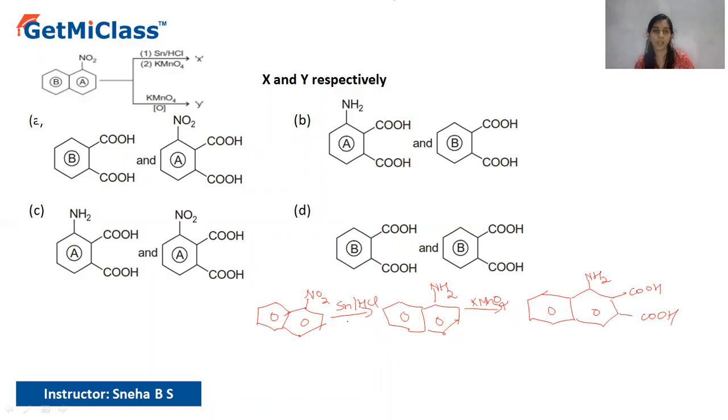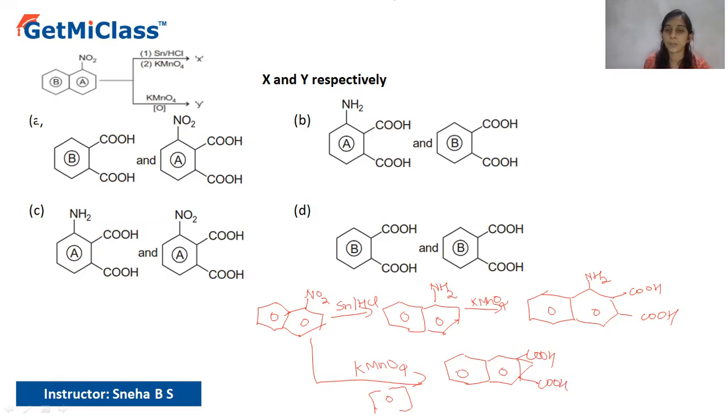What about Y? Same thing, complete oxidation, KMnO4 oxidation they asked. So here the nitro group is there, it doesn't alter. So here it is also a benzene ring, COOH and here also a COOH group. So two COOH groups are there.